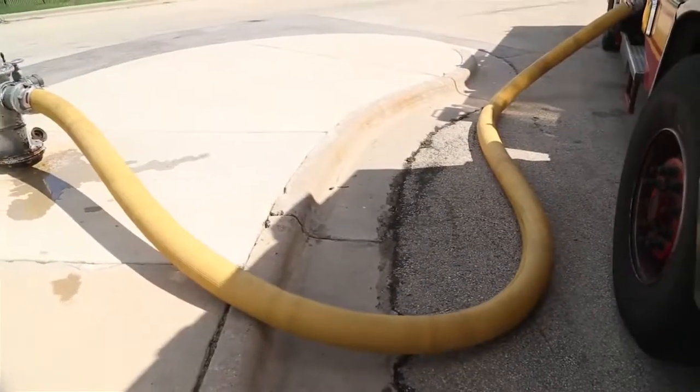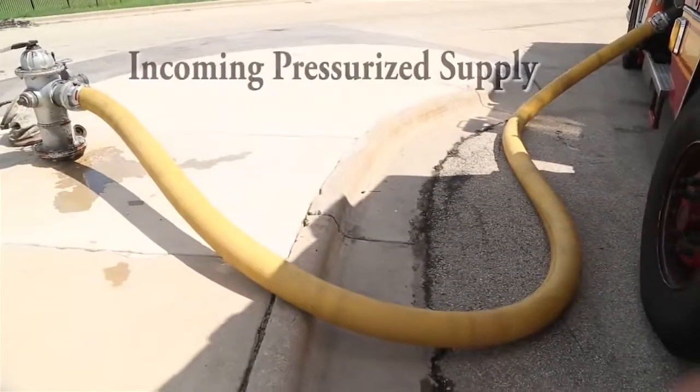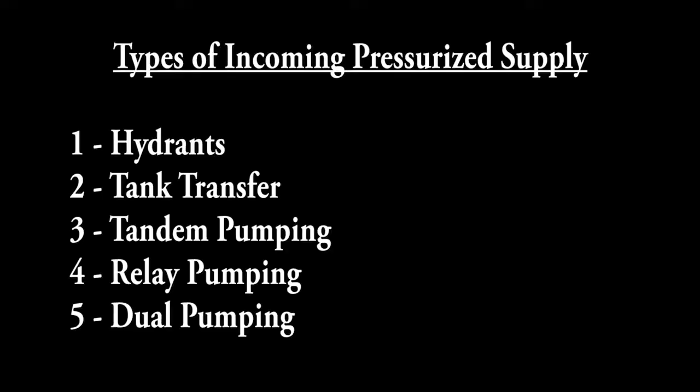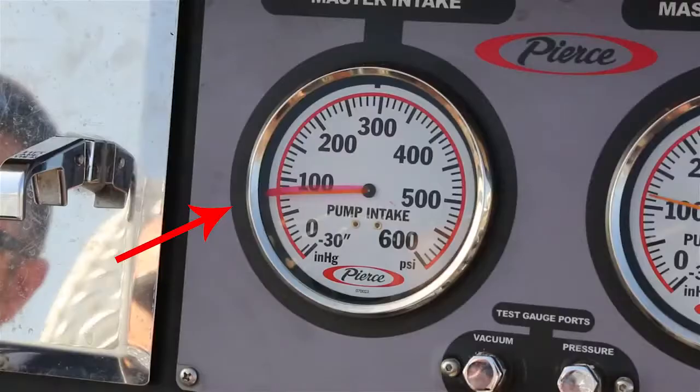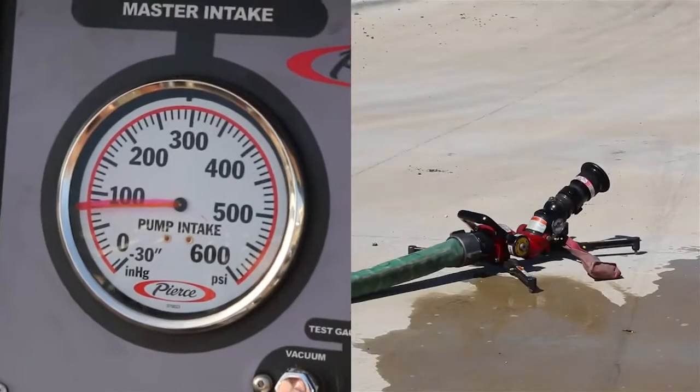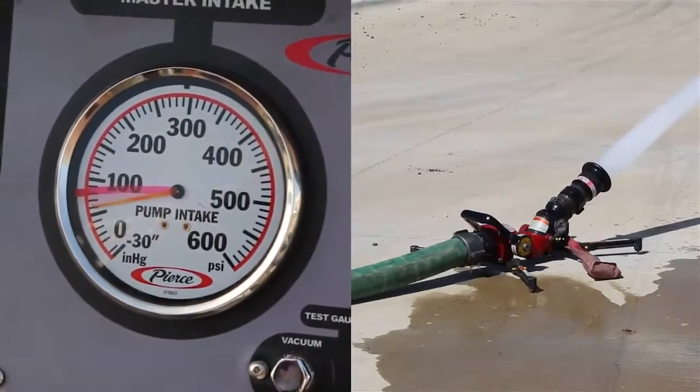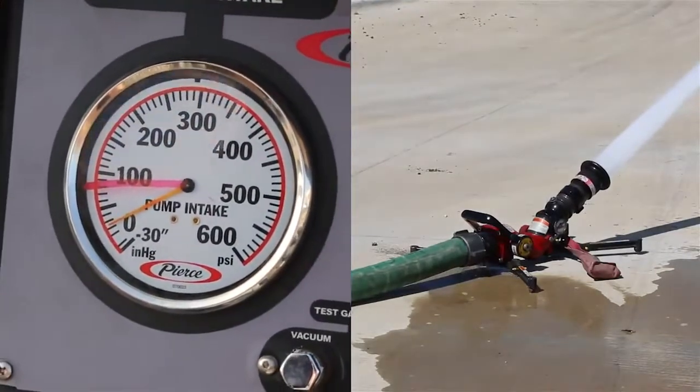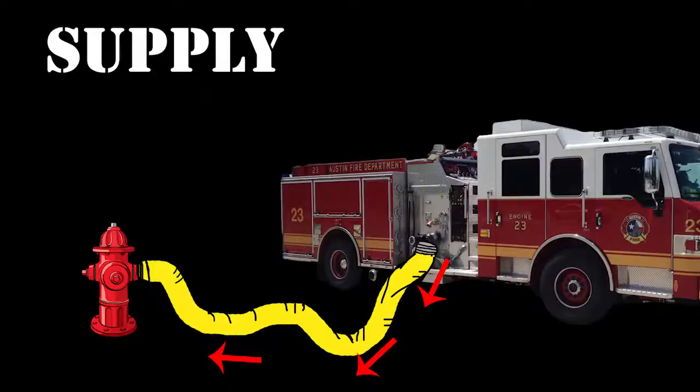The second type of water supply we'll use during a pump operation is an incoming pressurized supply. Hydrants, tank transfer, tandem, relay, and dual pumping all fall into this category. As we know, in these situations we cannot be fooled by what seems to be a relatively high static pressure. A problem on the supply side will only manifest itself after we begin flowing water in the form of an inaccurately low residual pressure. When we suspect an issue on the supply side, we will start at the engine and work our way back, looking for possible restrictions in flow.